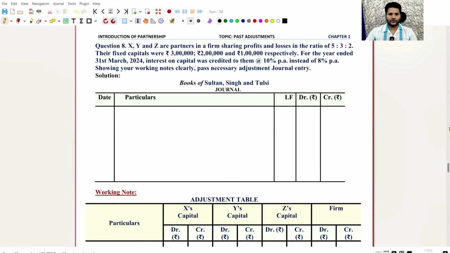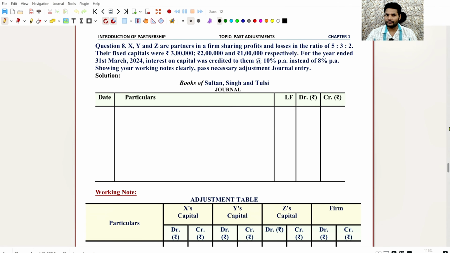Question number 8 says, X, Y, and Z are partners in a firm sharing profits and losses in the ratio 5:3:2. Their fixed capitals were 3 lakh, 2 lakh, and 1 lakh. For the year ended 31st March 2024, interest on capital was credited to them at 10% per annum instead of 8% per annum. Showing your working notes clearly, pass the necessary adjustment journal entry.